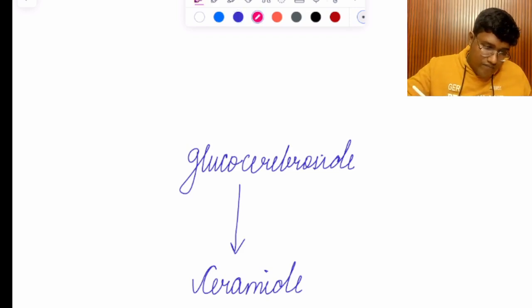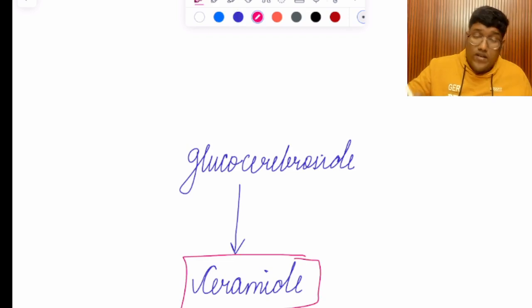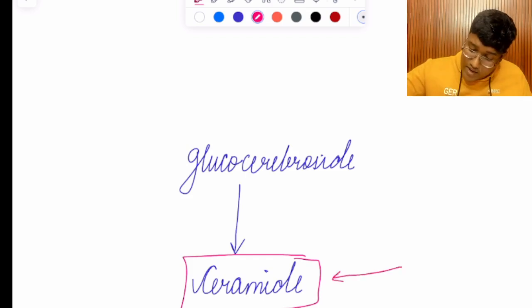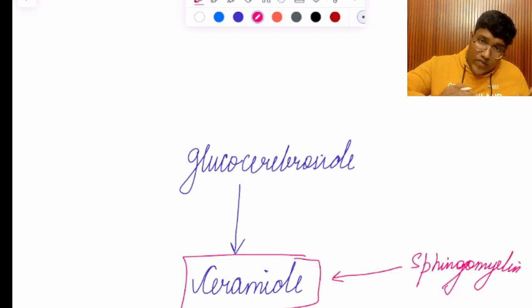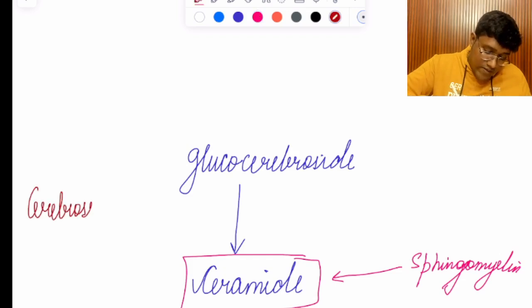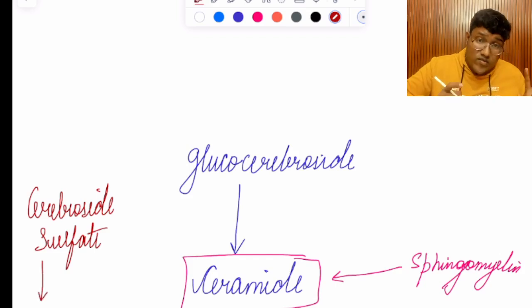So let's connect the dots, right? Ultimately, it's the ceramide as the heart. So from the right side, we can put sphingomyelin. Okay, sphingomyelin, and on the left side we have two things. One is cerebroside sulfate, and cerebroside sulfate is going to become galactocerebroside, and galactocerebroside becomes ceramide.